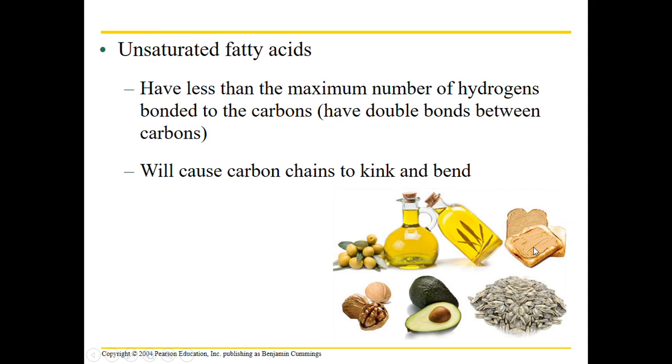Whereas unsaturated fatty acids, they don't sit together as nicely. They have those double bonds, they have that bend, etc., which doesn't let them stack on top of each other as easily. So they're a little bit more complex, and they are oil at room temperature.